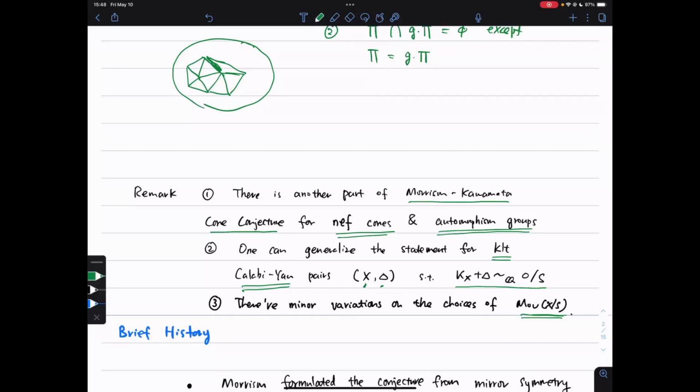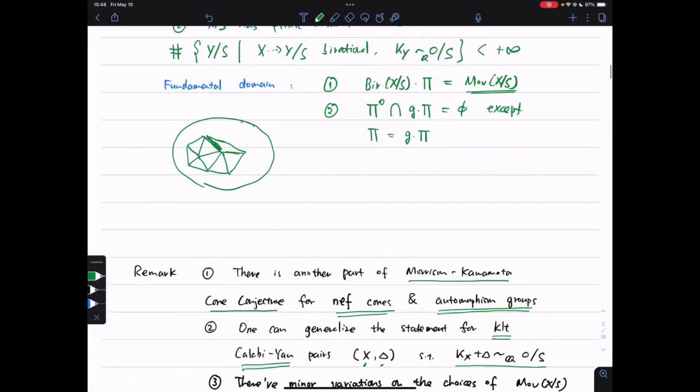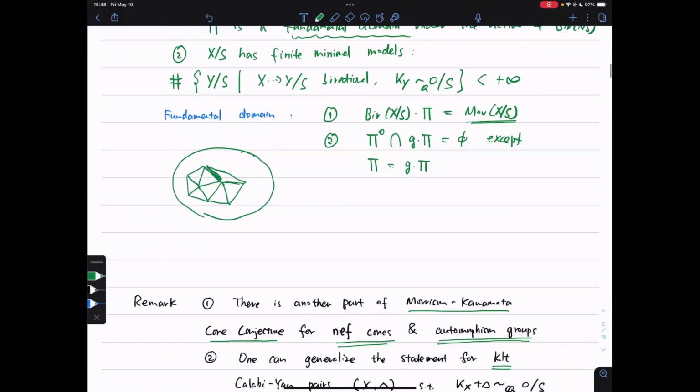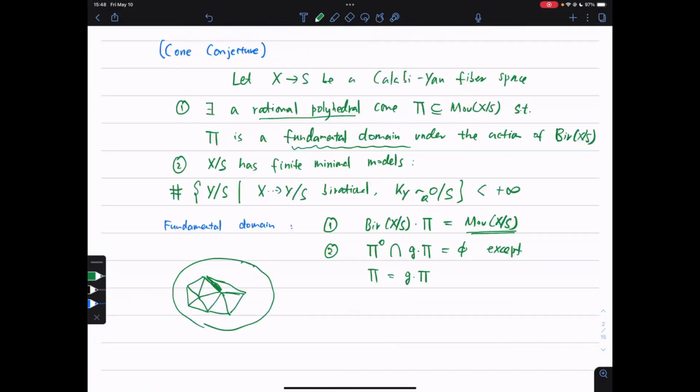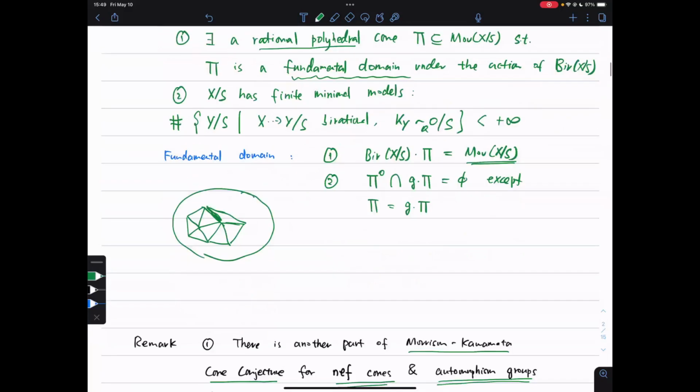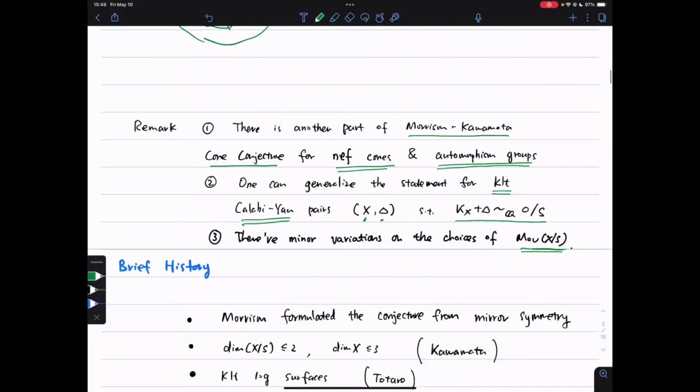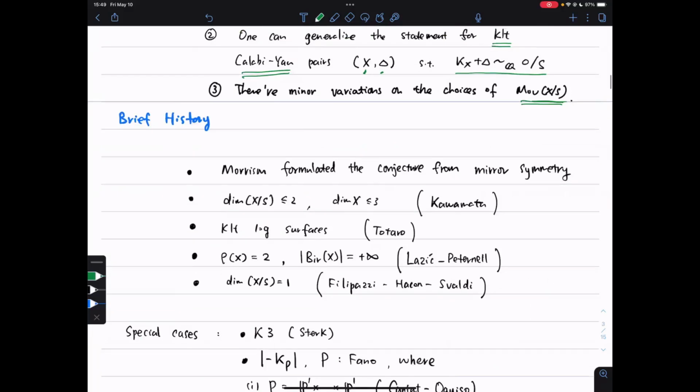But sometimes if you don't choose the correct cone, you will not get the desired result. I mean, the whole goal is to study the birational geometry. If you don't choose the correct cone, then you may not get the desired consequence about the finiteness of models or some other things. I will mention this briefly later. So these are the statements, and let me recall the history briefly.